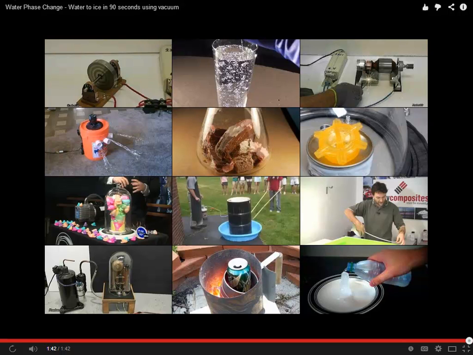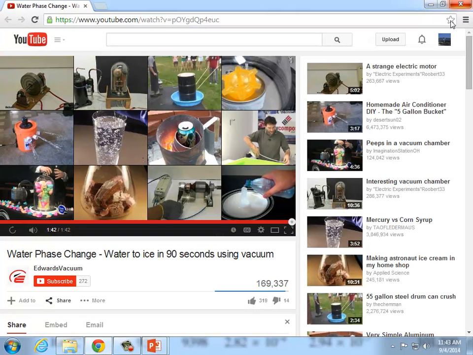And so what we were seeing there is that they weren't adding heat to get it to boil. They were reducing the pressure surrounding it. But then as it was boiling, the liquid was actually cooling off. And then it finally froze. So that was a pretty interesting demo. Any questions about what we just saw?